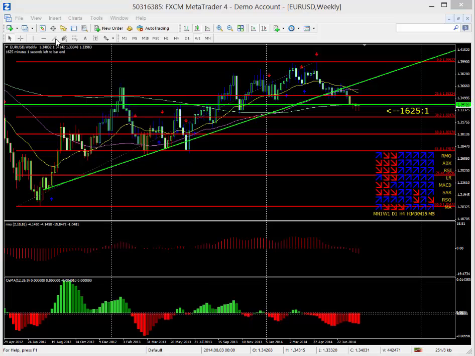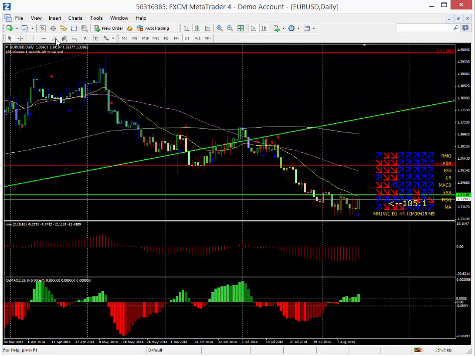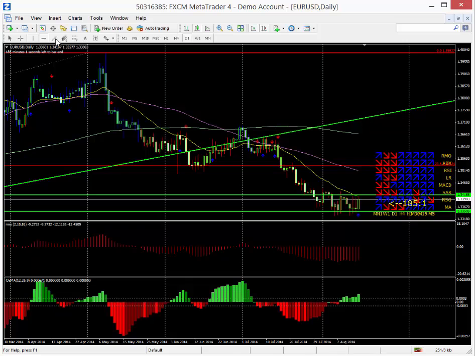However, if that's to be the case, then what we want to see straight away on our daily is this green line, which is my weekly fib level, the weekly institution moving average. We want to see price trading above that. On the daily, you can quite clearly see we are negative. Red arrows, red candles, RMO.